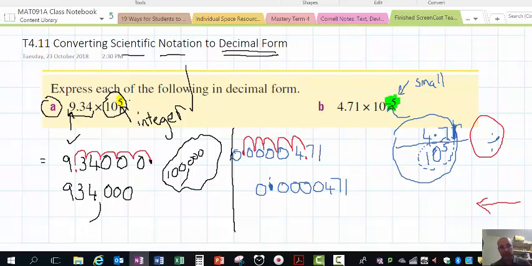So try now to convert from scientific notation into decimal form.